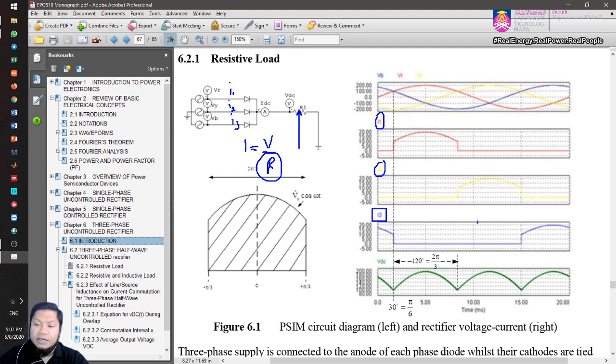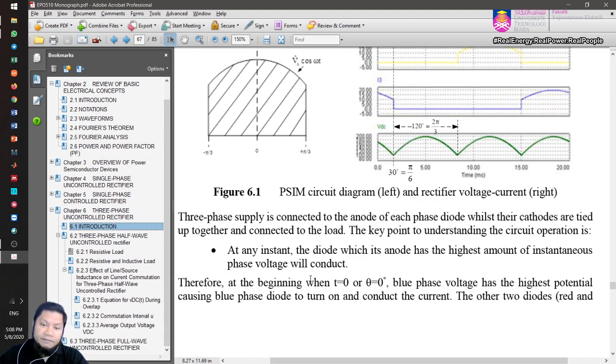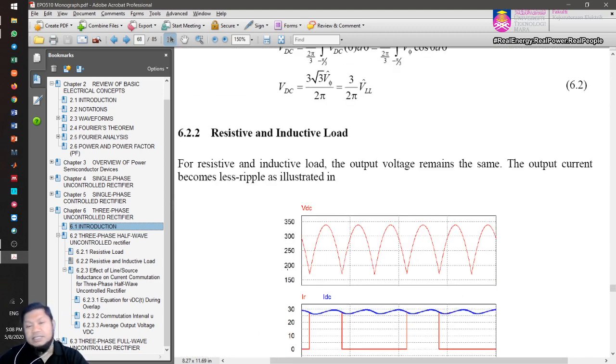Okay, so this is current, and the output current will actually copy the same output voltage waveform but scaled down, V over R, scaled down by the factor of R. So that's very much the three-phase half-wave uncontrolled rectifier. And then we look into the resistive and inductive load.